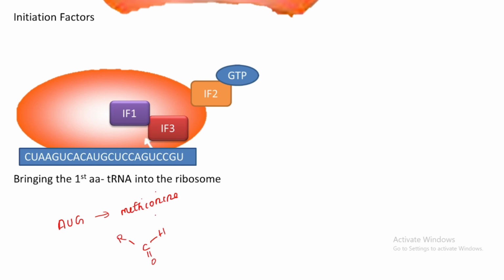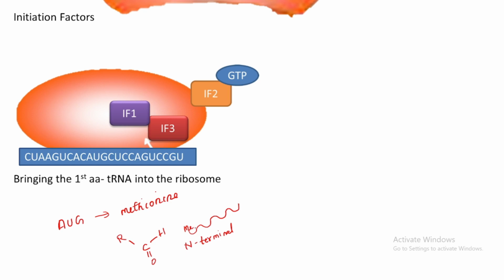Why is it known as N-formyl? Because whatever the polypeptide chain, as a new polypeptide chain forms, it starts from the initiation codon itself. The initiation codon is AUG, and it codes for methionine, and that N is the N-terminal end of that polypeptide chain. The amino acid that gets added at that end is methionine.